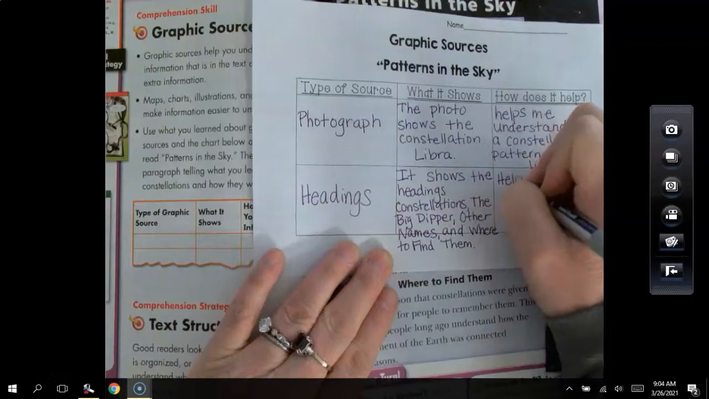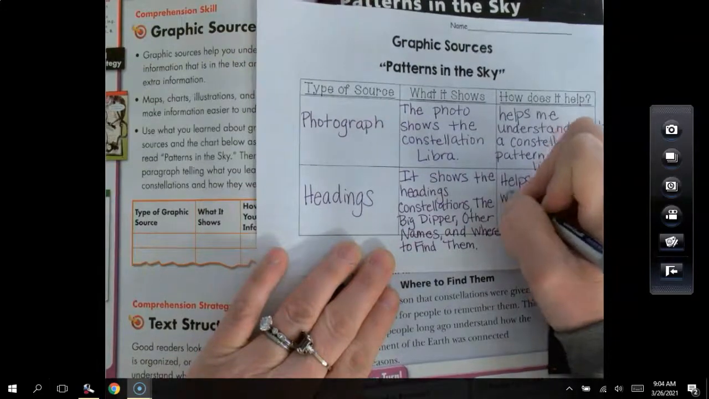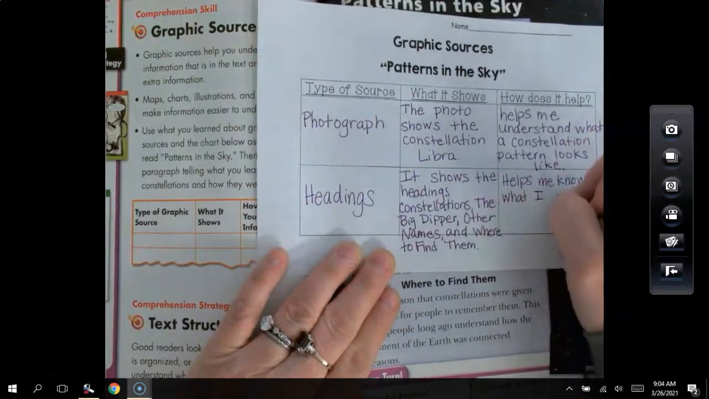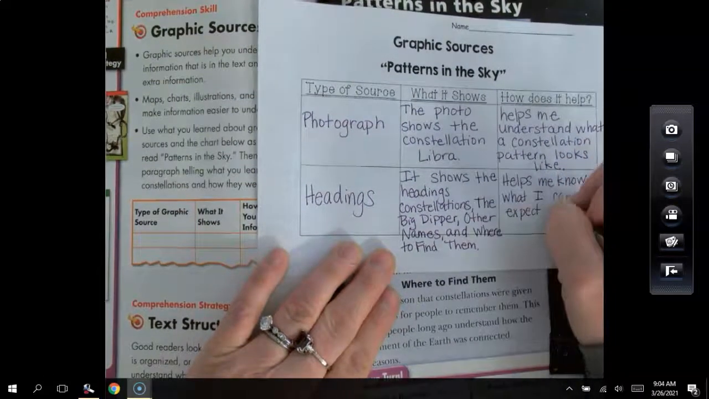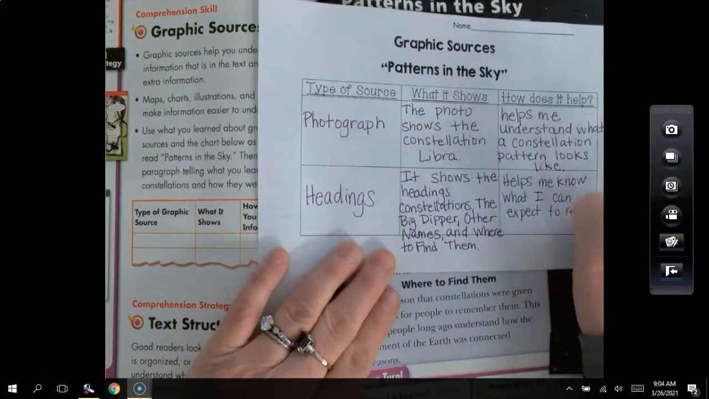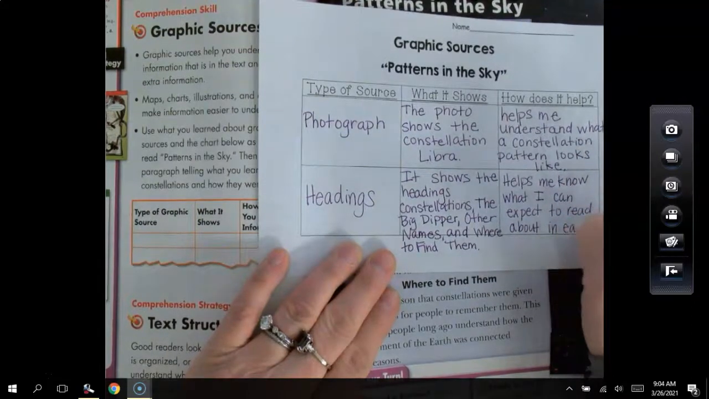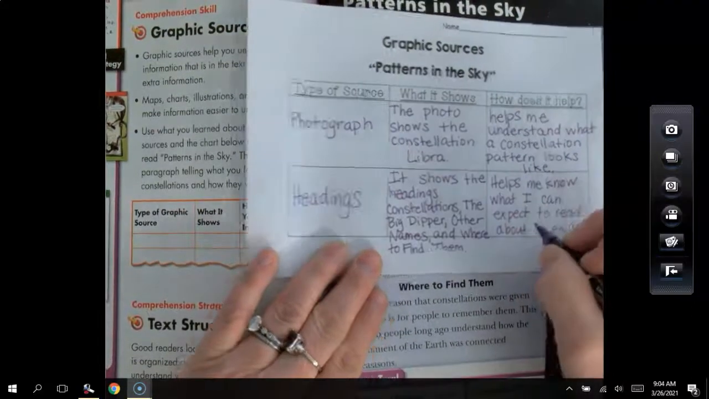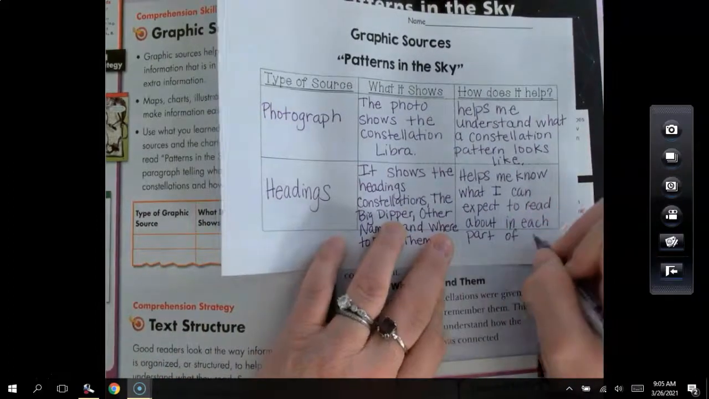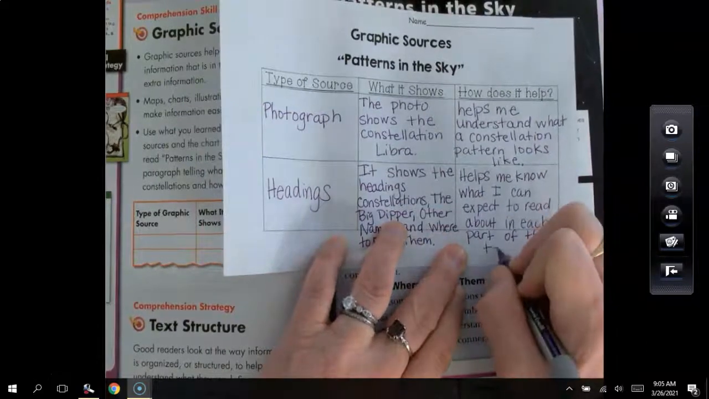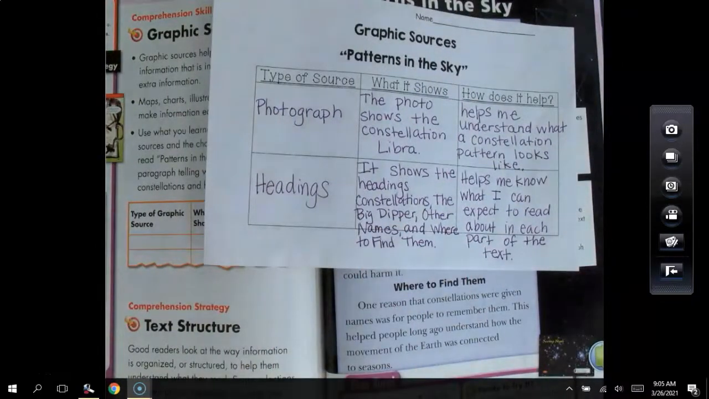So you're going to write, helps me know what I can expect to read about in each part of the text. I'll give you a minute to go ahead and write that.